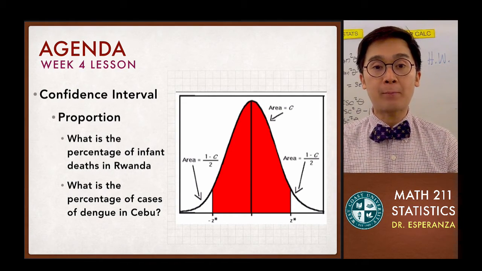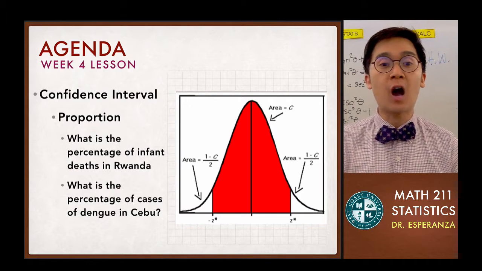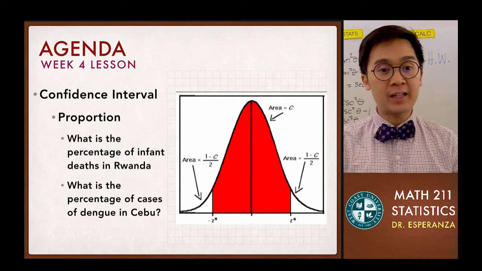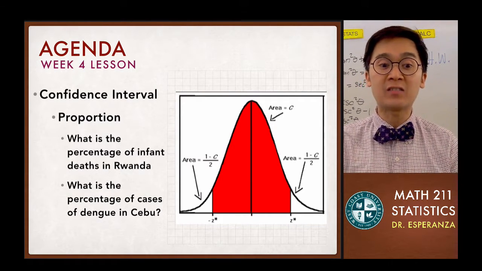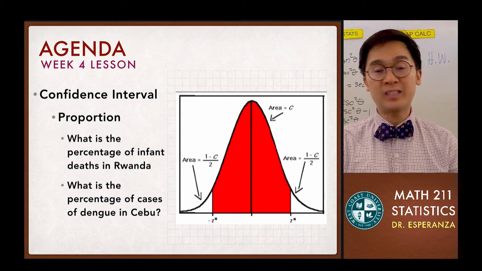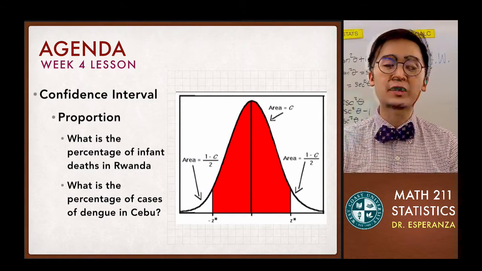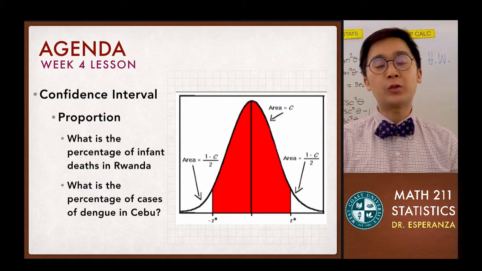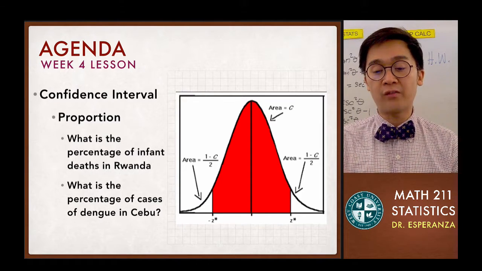And another example of a case that you can work on with a confidence interval is the percentage of cases of dengue in Cebu City in the Philippines. So these are just some of the cases that you usually work on using the confidence interval.